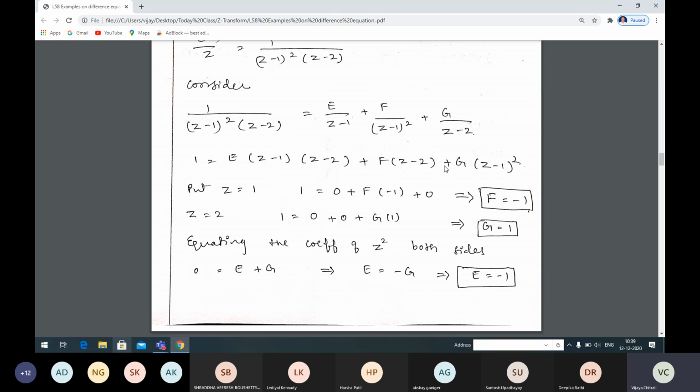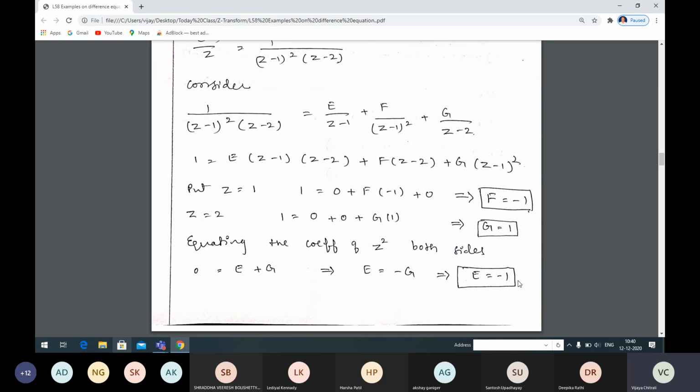Here we don't have it in the second term, plus you expand z minus 1 raised to 2 like a minus b whole square. Definitely you have a z square term, so the coefficient of z square is G. Equating the coefficients of z square, we get 0 is equal to E plus G. We want the value of E, so E is equal to minus G. We know G is 1, so E is equal to minus 1.